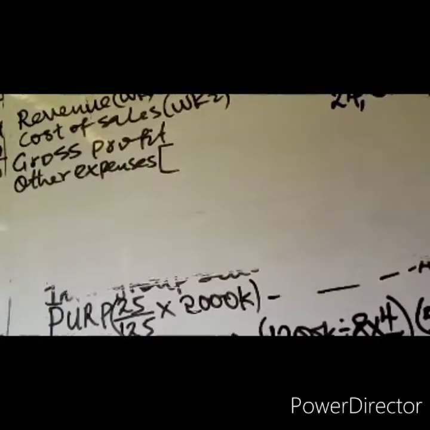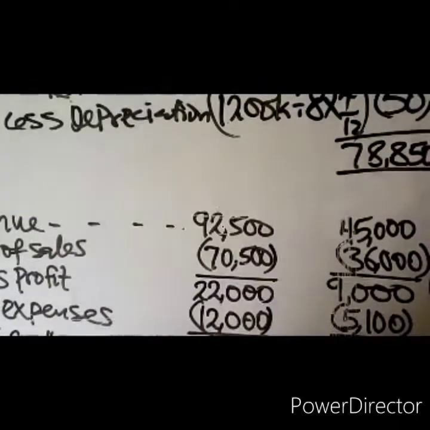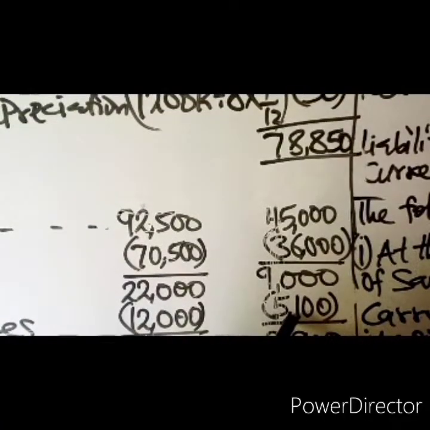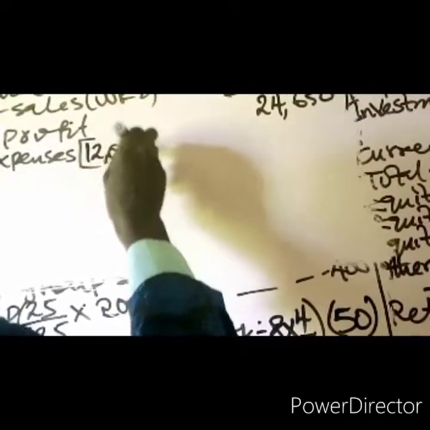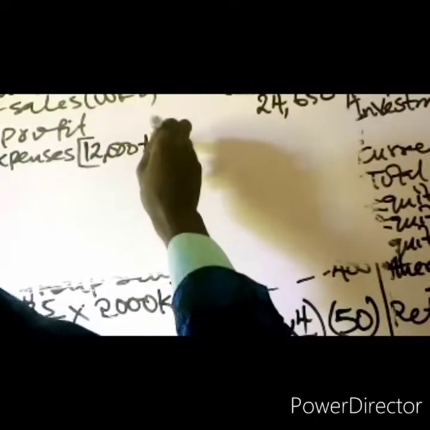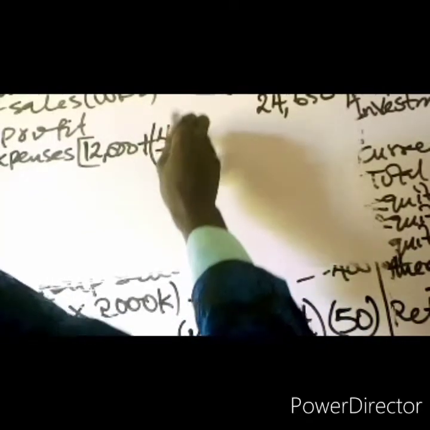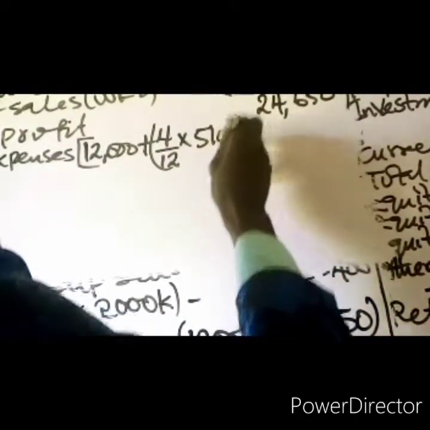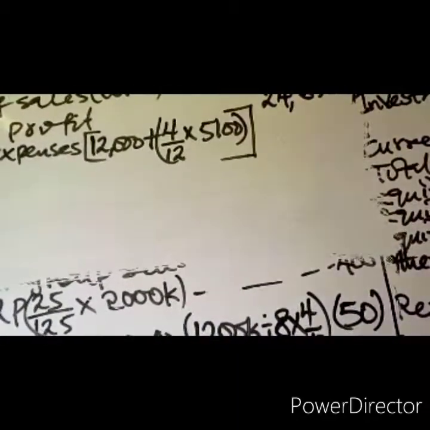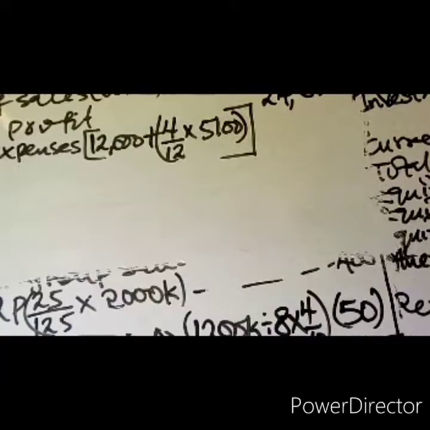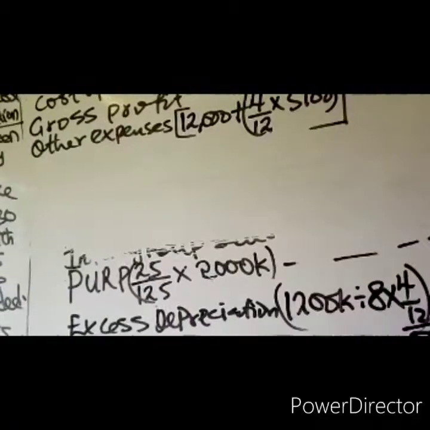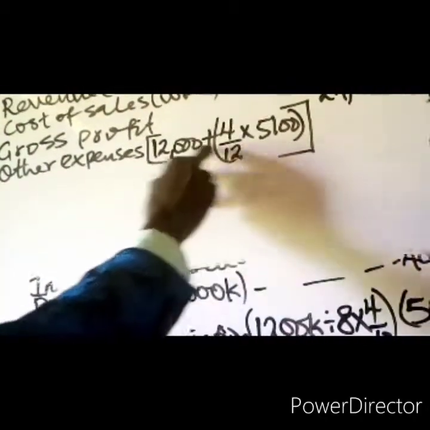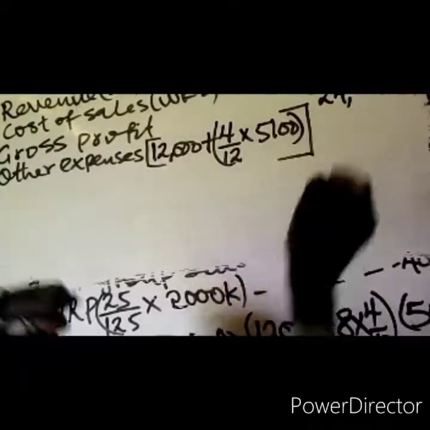That of the parent, that is that of Premier, is 12,000, and that of Sanford is 5,100. You have 12,000 plus, you are going to apply time apportionment to that of Sanford, 5,100 times 4 months, since 4 months relates to the post acquisition period. So 5,100 times 4 divided by 12, then this will be 1,700. If you add it to 12,000, it will be 13,700.